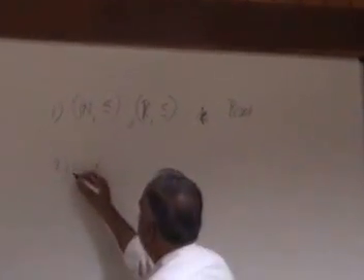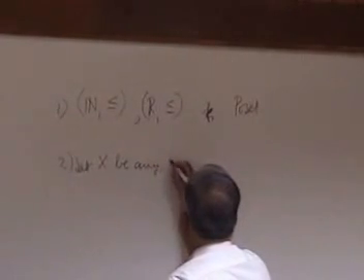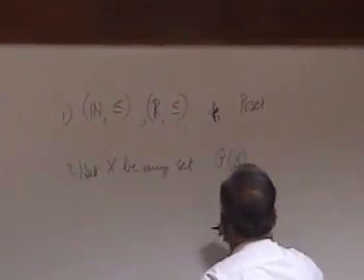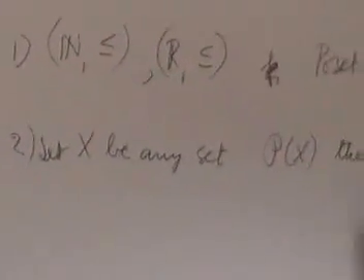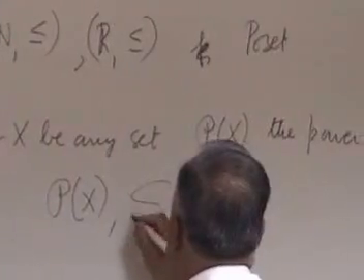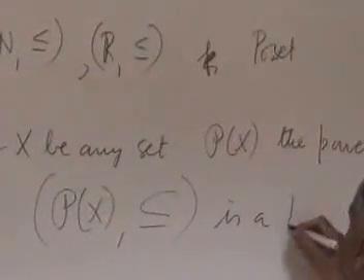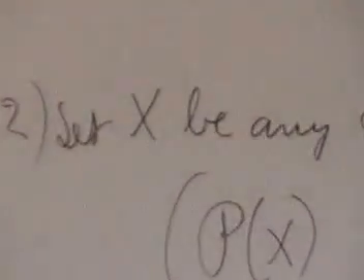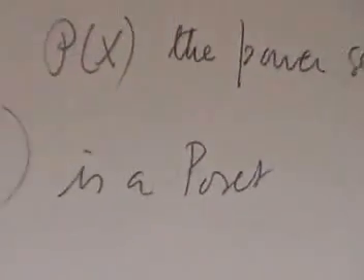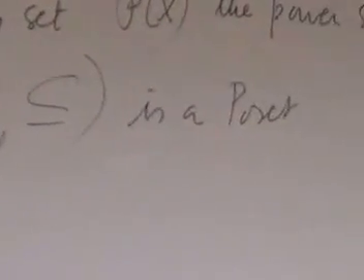The second example: let X be any set, and consider the power set P(X). Then the subset relation on it is a poset. If A is contained in B, A is a subset of itself, so reflexivity is okay. If A is a subset of B and B is a subset of A, then A equals B. If A is a subset of B and B is a subset of C, A is automatically a subset of C. These are the verifications, so that is a poset.